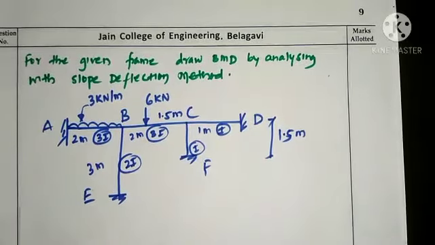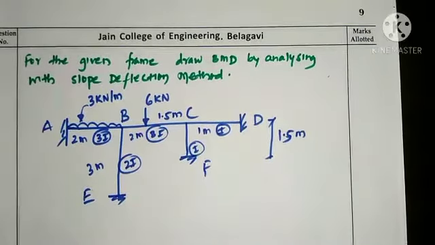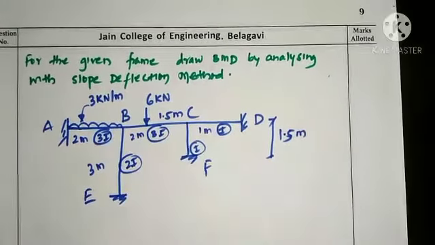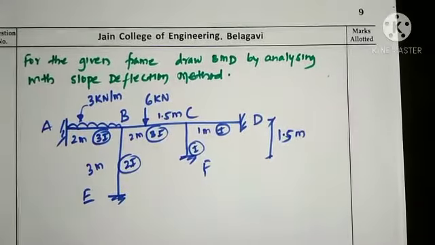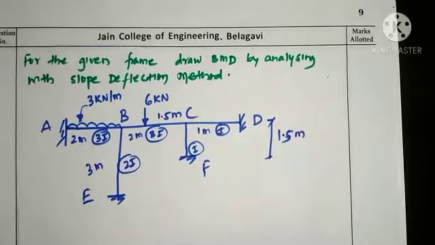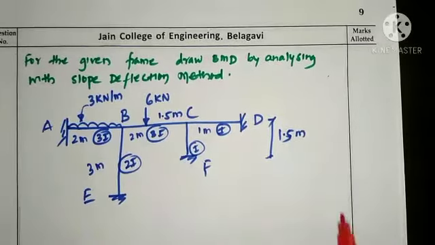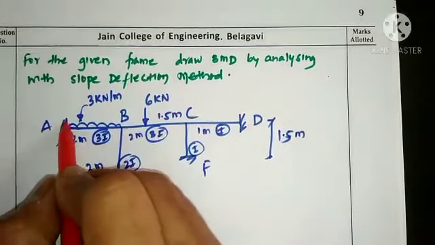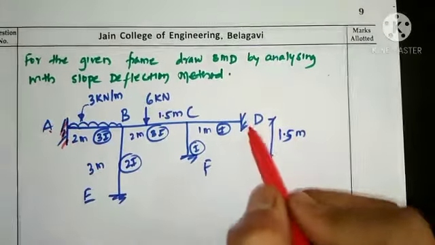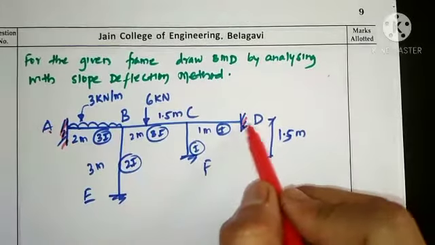Hello everyone, welcome to this session on the slope deflection method to be adopted for a portal frame. This is a portal frame which is non-symmetric, and even though it is non-symmetric, it is classified as a non-sway frame structure. The reason behind that is the position of the fixed end support at point A and the fixed end support at point D.